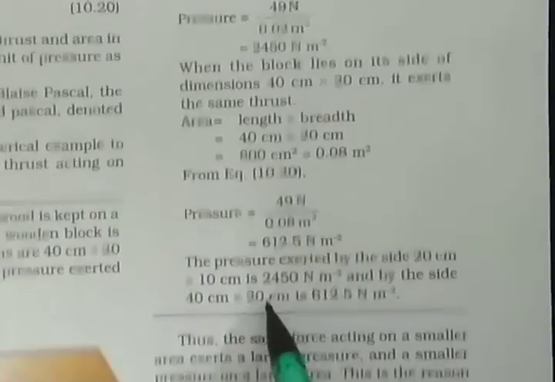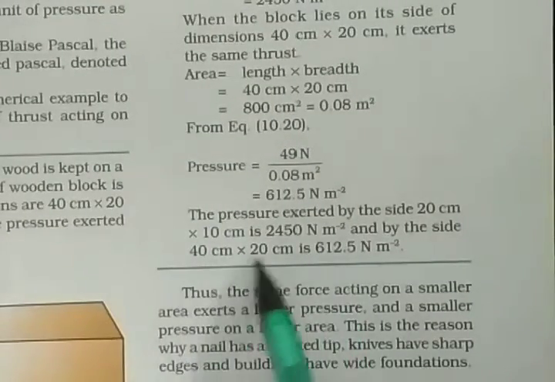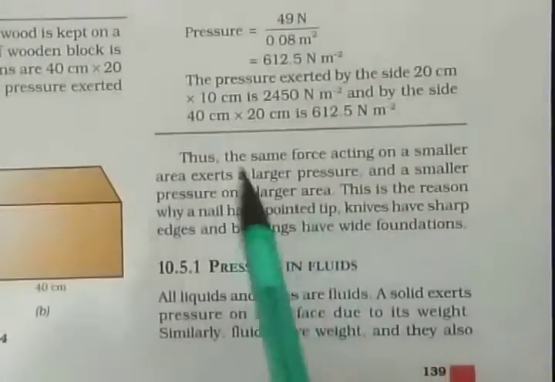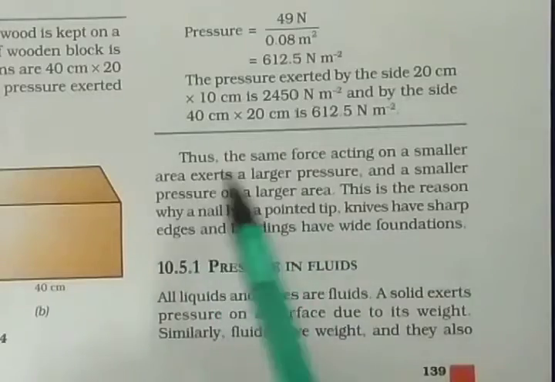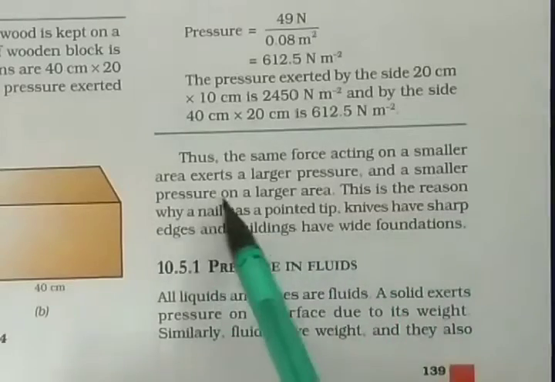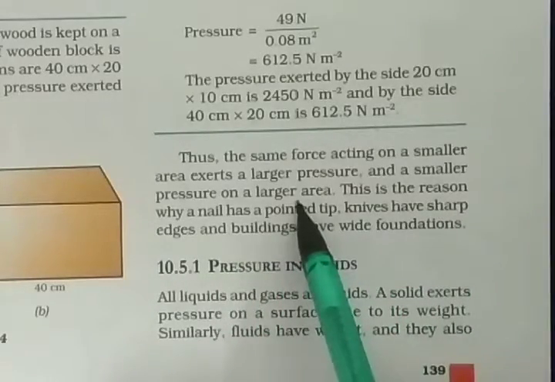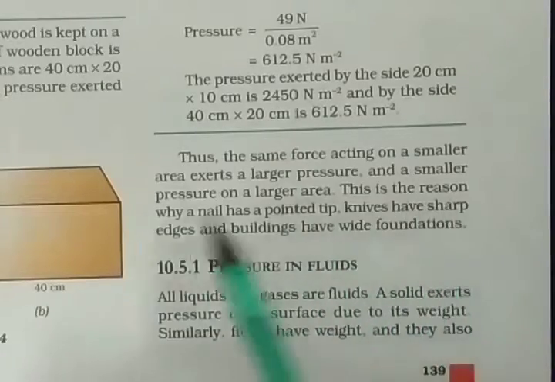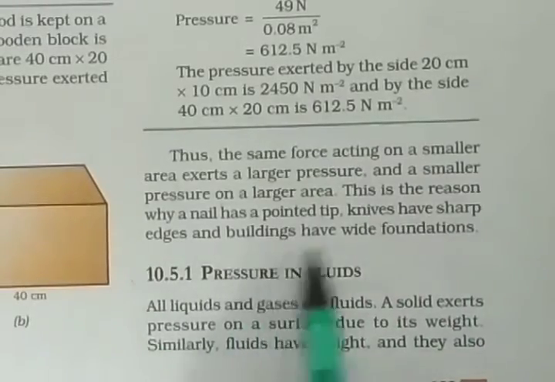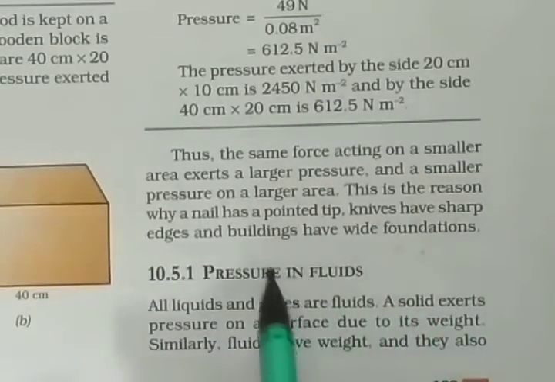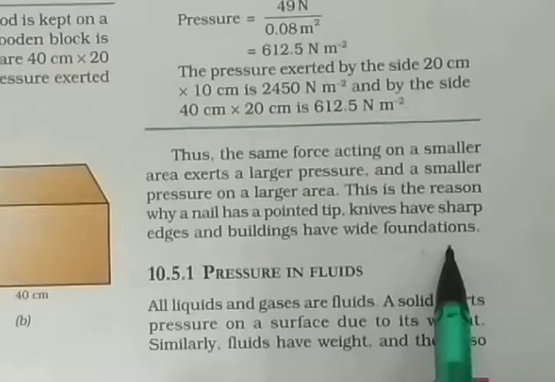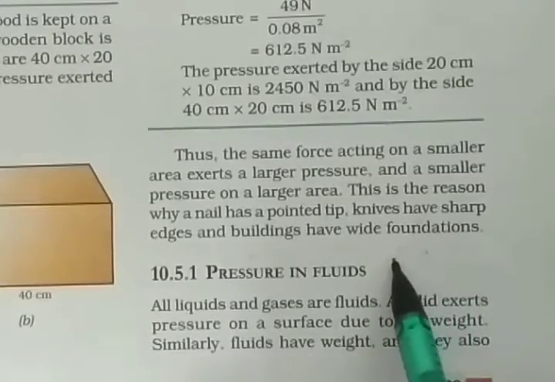Right? The force acting on this is spread over a larger area, since the larger area is in contact with the table. Thus the force acting on a smaller area exerts a larger pressure, and a smaller pressure on a larger area. This is the reason why a nail has a pointed tip, knives have sharp edges, and buildings have wide foundations. So the weight is distributed over a larger surface area. So buildings always have wide foundations. If it has a narrow foundation, the building can fall down.